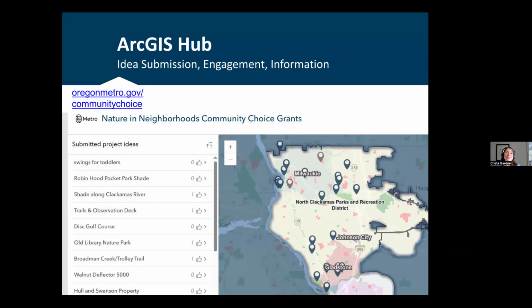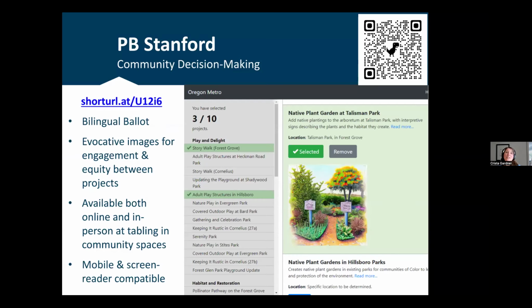Next slide, please. Finally, I wanted to talk a little bit about PB Stanford. It is a participatory budgeting platform to be used for voting in participatory budgeting projects. It's free to use, and the support actually comes from PhD students at Stanford University. And it is really great because it allows you to have a bilingual ballot, and it has several languages that it is available to use.